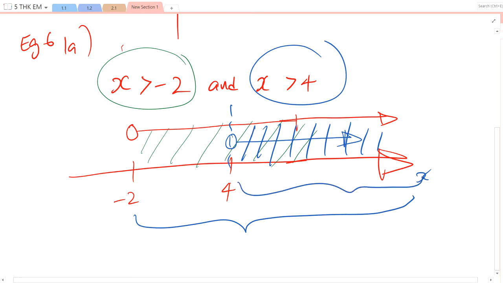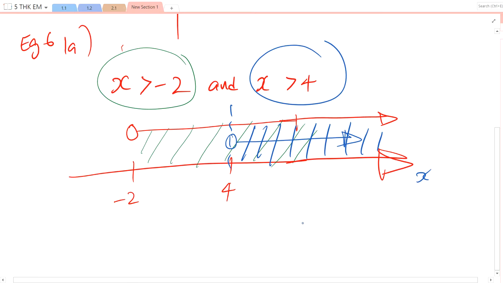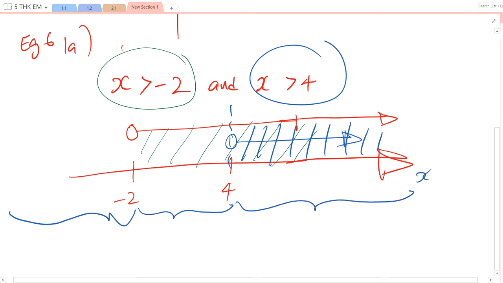Can we divide this into separate regions? Okay, what are some separate regions that you can find? Do you agree with me that this is one region? Do you agree that this is one more region and this is one more region? Okay, we've got nothing smaller than negative 2. Between negative 2 and 4, it only satisfies one linear inequality. But greater than 4, it satisfies both linear inequalities. Do you agree? And that is my answer.